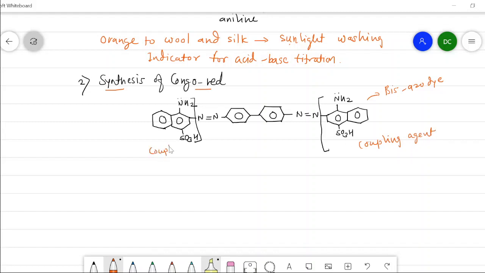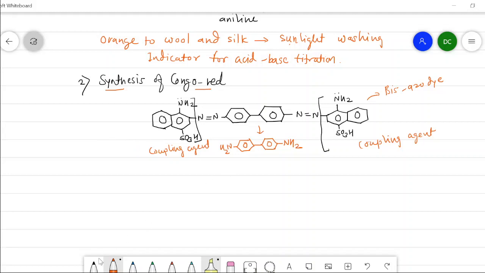So there is a presence of two coupling agents, both are the same. Now here remains N double bond N, N double bond N. So the ring is having an NH2 group at this position and an NH2 group at this position. So I will write it is a primary aromatic amine in which there is a presence of two NH2 groups on two benzene rings. Now, this is called benzidine, and the coupling agent is called naphthionic acid.